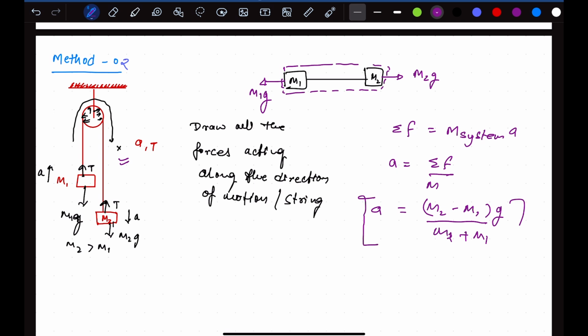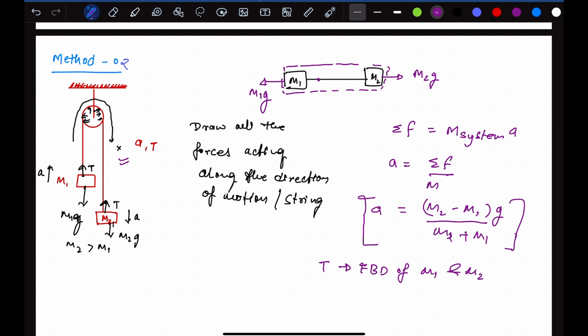You see here, just by taking the system as one we are able to calculate the acceleration, right? And what about the tension? For the tension you can take one of the FBDs and then solve. You need to take one of the individual masses for the tension. So first you calculate the acceleration like this, and then you can find the tension by the FBD of an individual object, either m1 or m2.